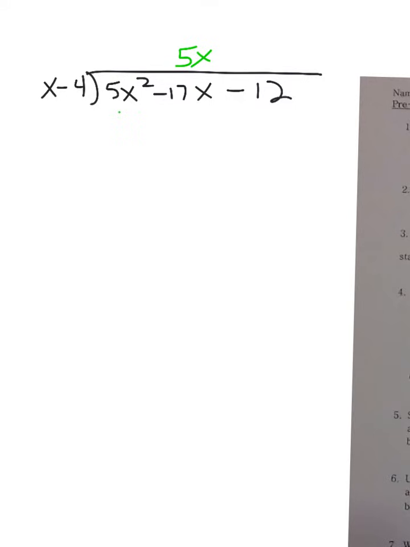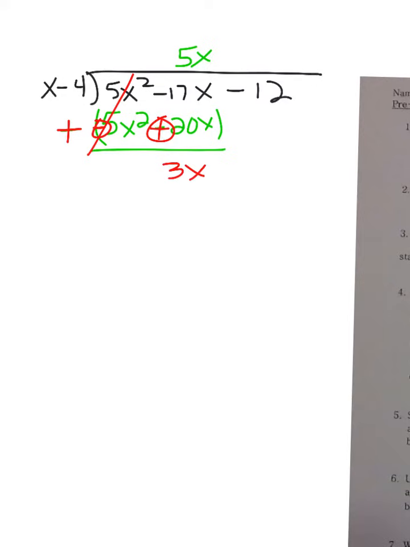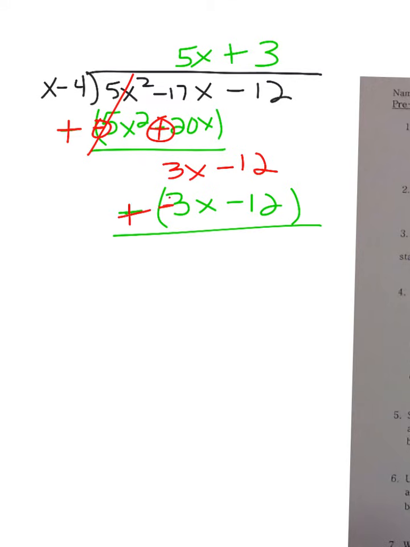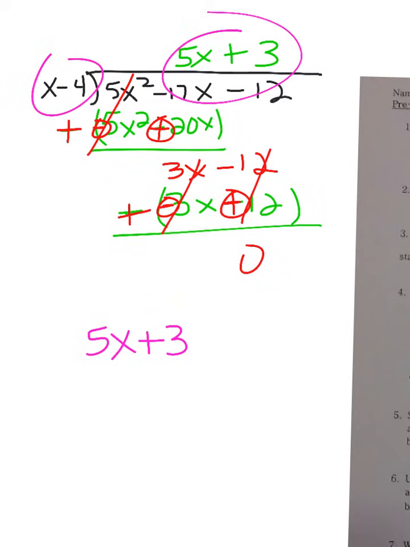Multiply down, I get 5x squared minus 20x. And now we subtract. So this becomes plus, minus, plus in here. So the 5x squared cancels, and I'm left with 3x, and then bring down the minus 12. x times what gives me 3x? That's positive 3. Multiply down, I get 3x minus 12. Now subtract. This becomes plus, minus, plus. Cancels, cancels. The remainder is 0. So my answer is 5x plus 3. And remember, when the remainder is 0, that means that these are factors.